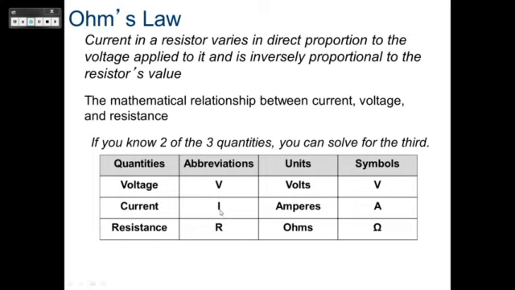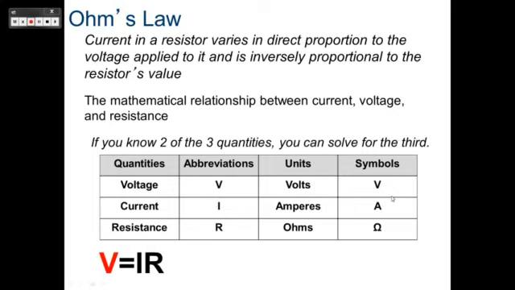Current, the abbreviation we use is I. We talk about amps, and then the A is the symbol that we use that stands for amps. Resistance, the abbreviation is R. We talk about it in terms of ohms, and the Greek letter omega is the symbol that we use.